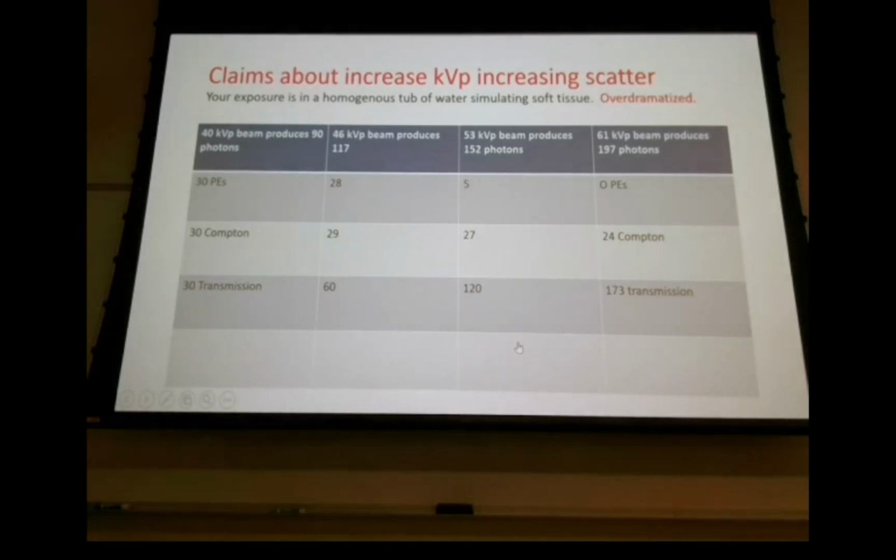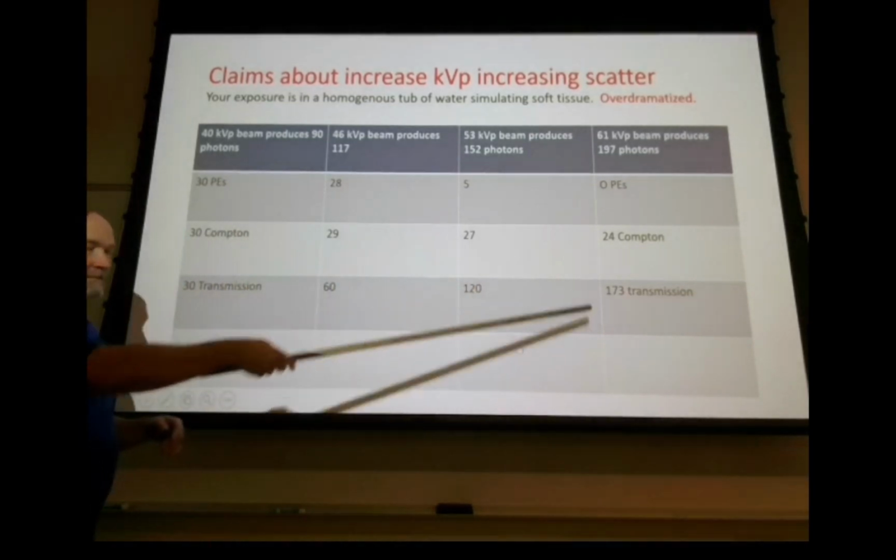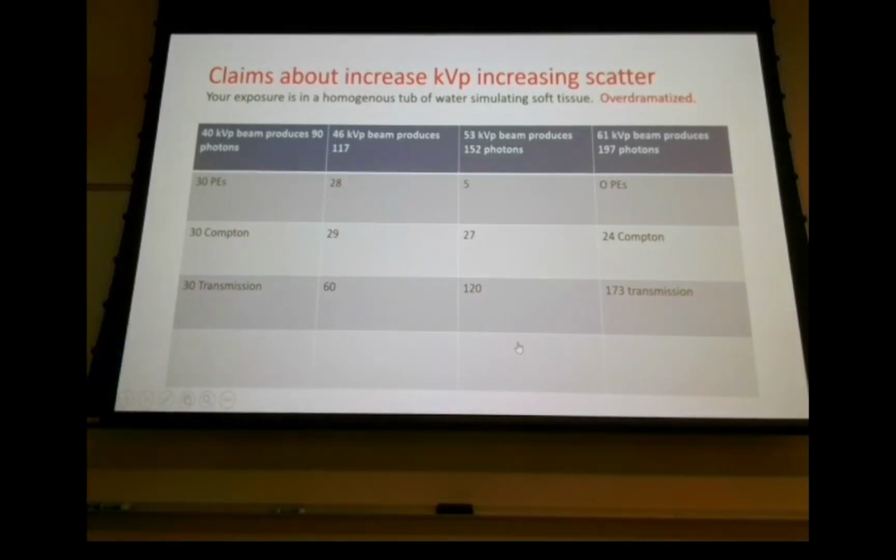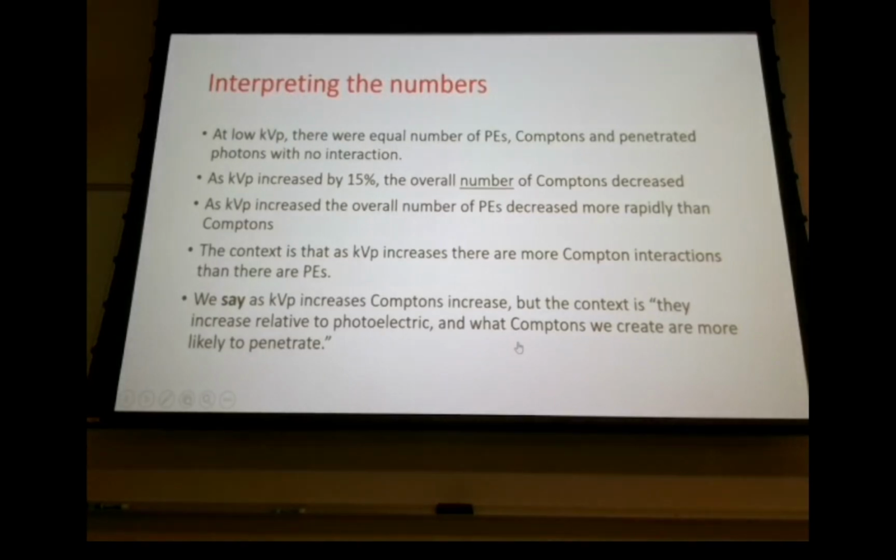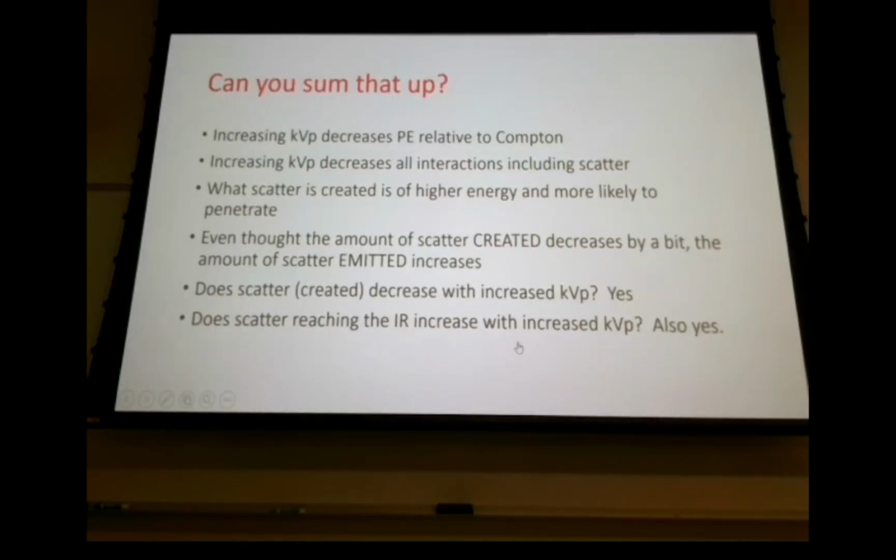If you were to just use a homogeneous absorber, you just take water, you put it in a tub, you make x-rays of it. As kVp goes up, our PEs are going to go down, right? Our Comptons remain relatively comparable. Our transmission goes up dramatically.